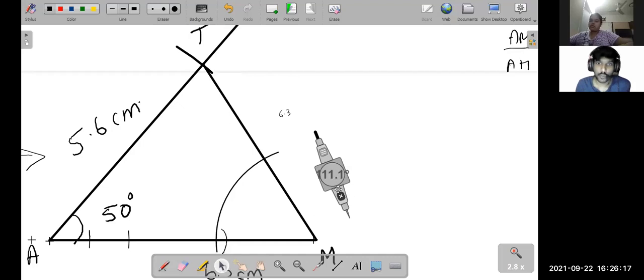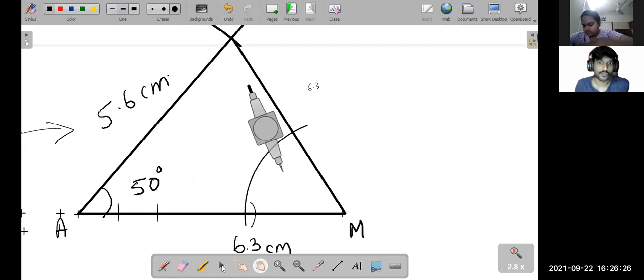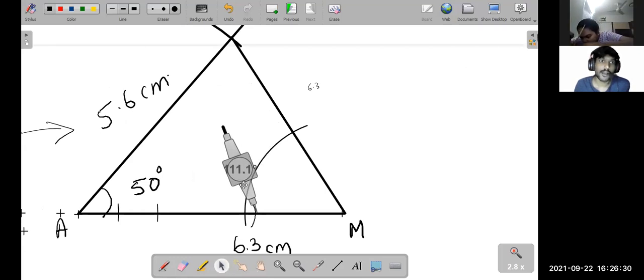Now take out your compass pointer and put the pointer on the fifth arc. Why the fifth arc? Because it is 7 upon 5. So put it on the fifth arc and draw. The distance should be the same. No changing there. And draw another similar arc, the same way. It has to cut the base.